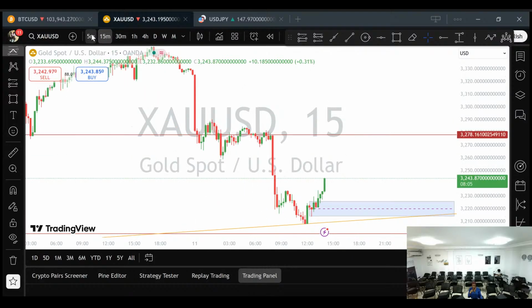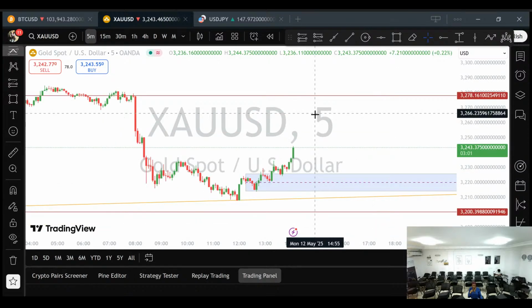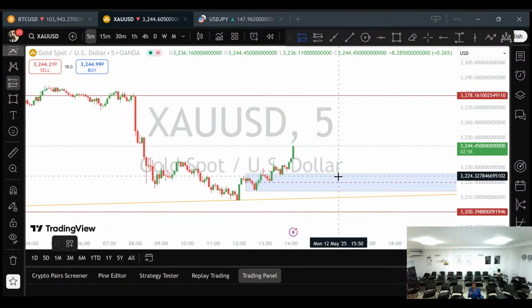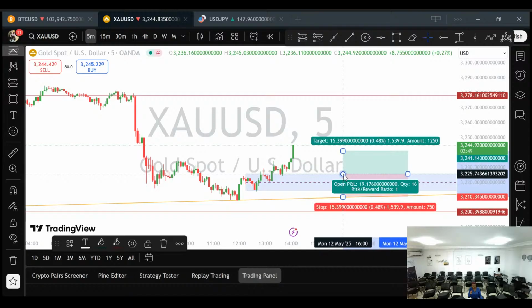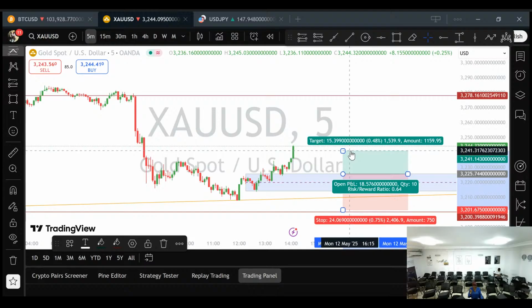Let's see on the 5 minutes. We can come to the 5 minutes. You can expect a retracement here. Some people are already in this trade, that's fine. But if you're not in the trade, don't enter now because you cannot be buying a move that's already gone. So just expect a retracement here. Your stop loss will be somewhere below here. Okay.